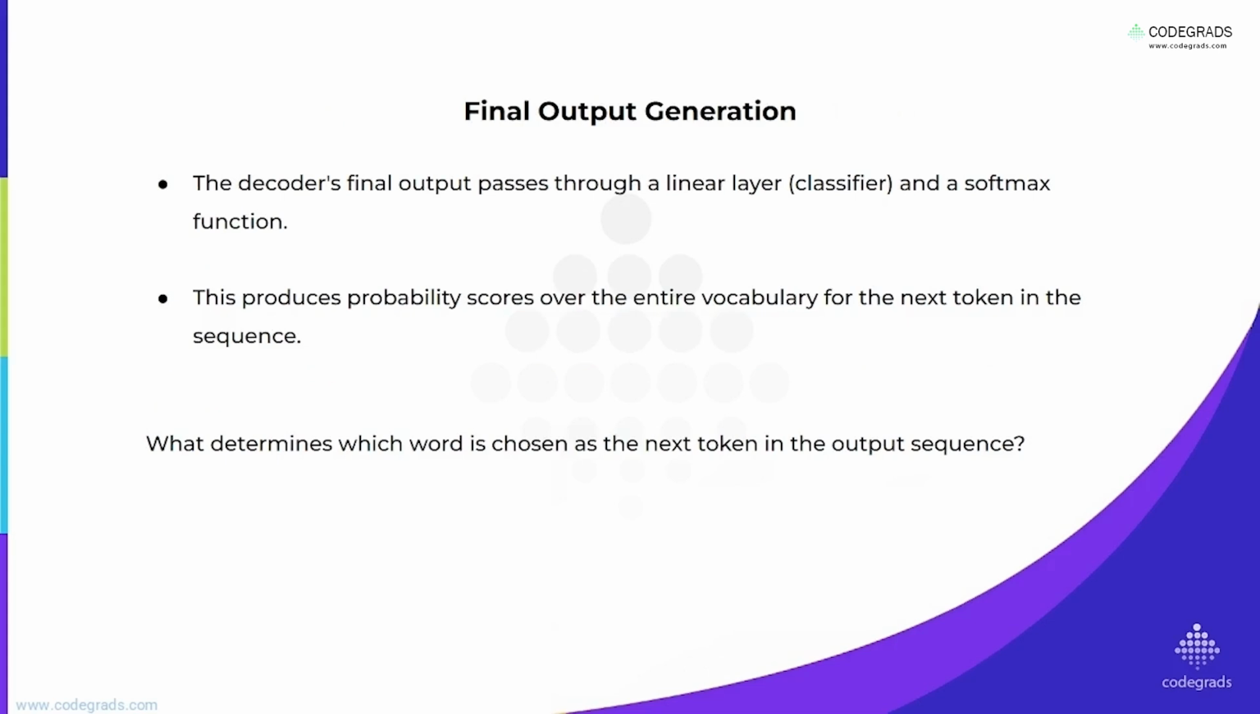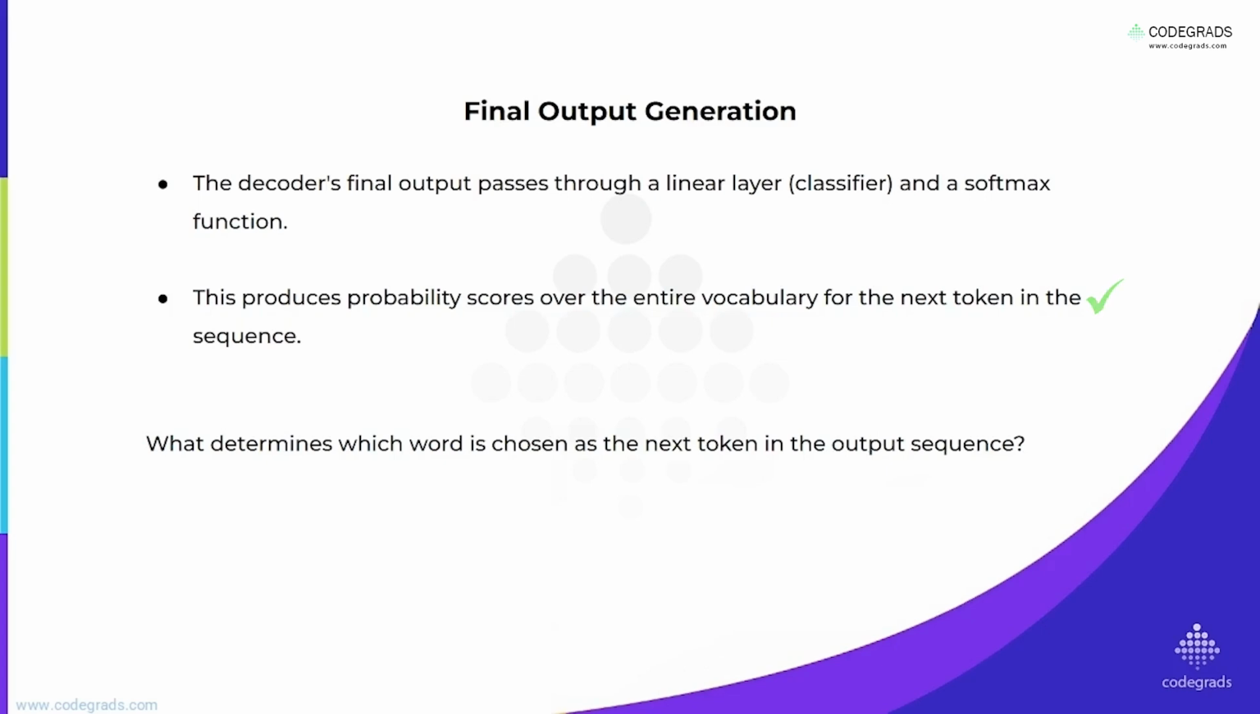Now the final output generation. The decoder's final output passes through a linear layer, that is the classifier, and the softmax function. This produces probability scores over the entire vocabulary for the next token in the sequence. Now the final vector for each token is passed through a linear layer and the softmax layer, and it predicts the next word token with probability. For example, we have an 80% chance that it's "sat", or a 15% chance that it is "stood". So naturally it will go for "sat". So we do the probability at the end of the generation.